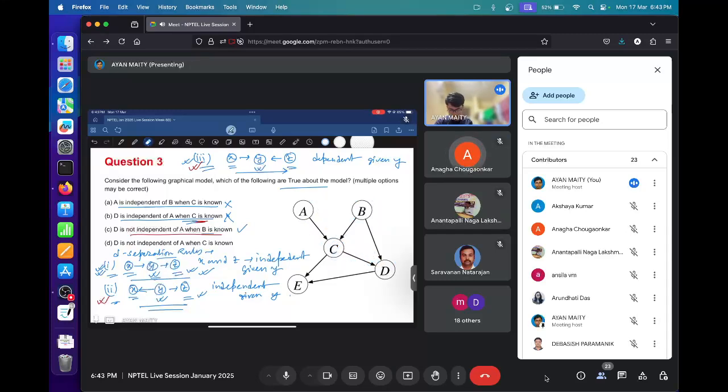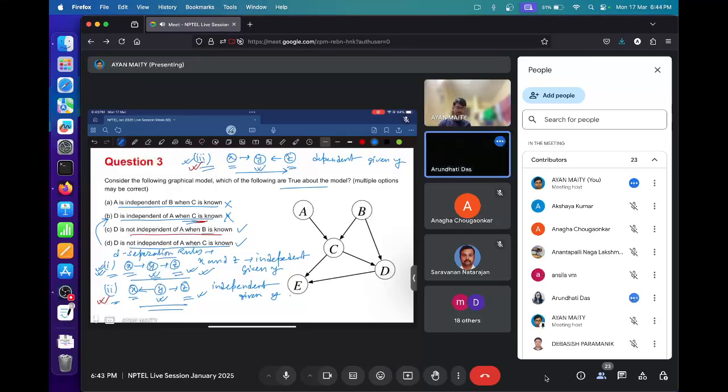And the fourth option, now third option is correct. Fourth option says D is not independent of A when C is known. So this is simply the exact opposite of option B. Option B was D is independent of A when C is known. Option D says D is not independent of A when C is known. So we have already found out that B is not correct. So certainly it is exactly opposite, so D has to be correct. It can also be shown using these three rules, but it is not really required.